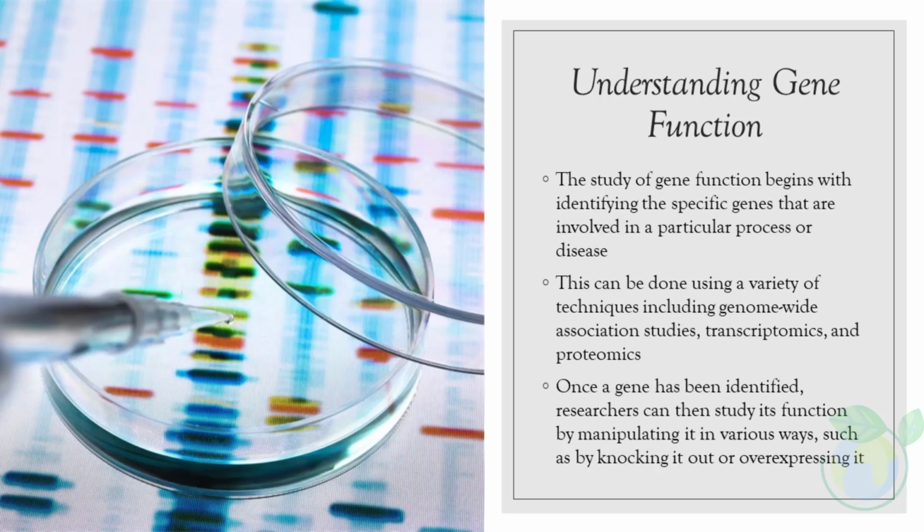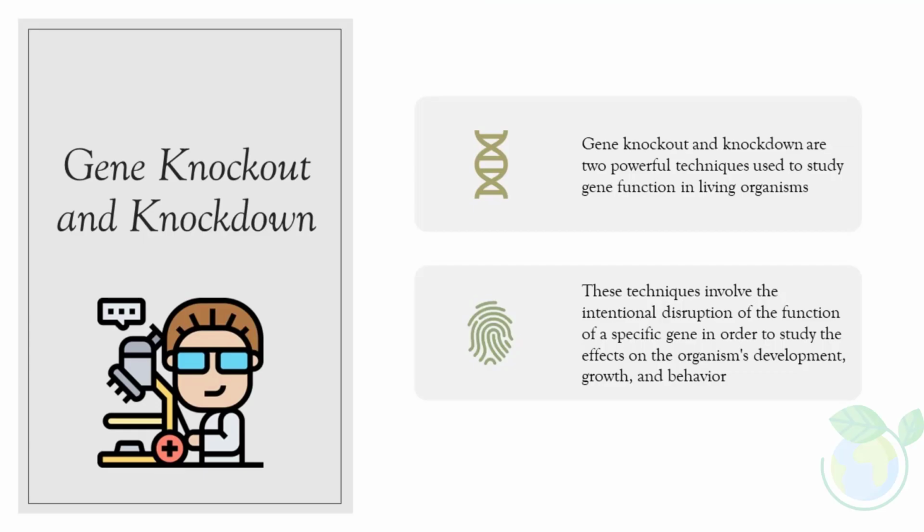Understanding gene function. The study of gene function begins with identifying the specific genes that are involved in a particular process or disease. This can be done using a variety of techniques including genome-wide association studies, transcriptomics, and proteomics. Once a gene has been identified, researchers can then study its function by manipulating it in various ways, such as by knocking it out or overexpressing it.